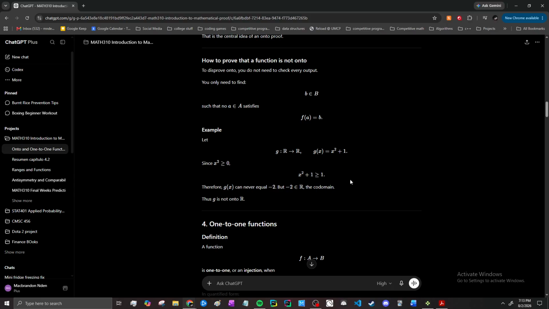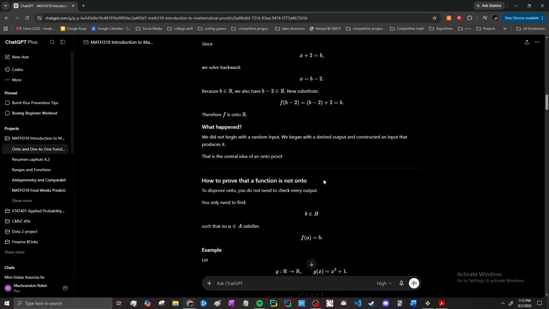Remember, the first thing we have to do is work backwards. So we know g of x equals b. Since x squared is greater than or equal to 0, x squared plus 1 is greater than or equal to 1. Therefore g of x can never equal negative 2, but negative 2 is in R. It's in the codomain. Okay, I see. So basically, we just have to find one. Because negative 2 is never in the range but is in the codomain, this is not onto.